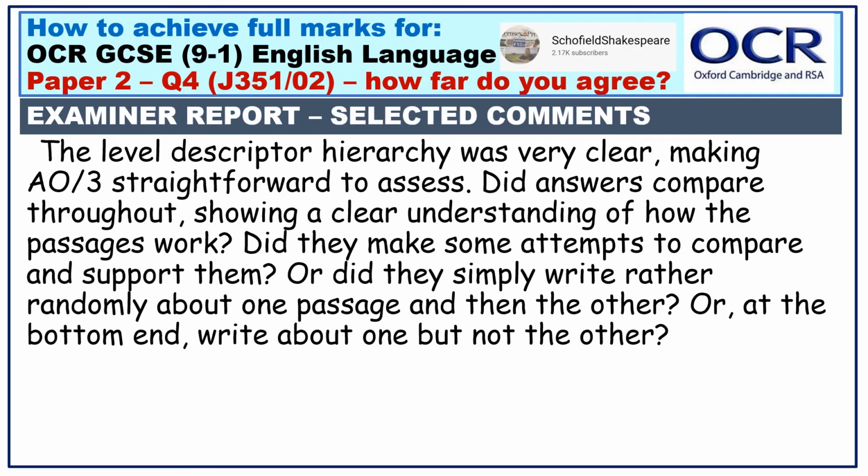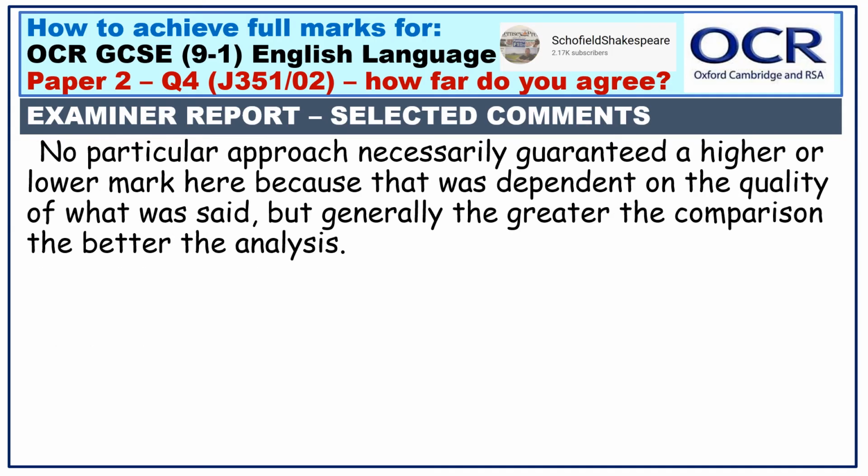The level descriptor hierarchy was very clear, making AO3 straightforward to assess. Did answers compare throughout, showing a clear understanding of how the passages work? Did they make some attempts to compare and support them? Or did they simply write rather randomly about one passage and then the other? Or at the bottom end, write about one but not the other? No particular approach necessarily guaranteed a higher or lower mark here, because that was dependent on the quality of what was said. But generally, the greater the comparison, the better the analysis.